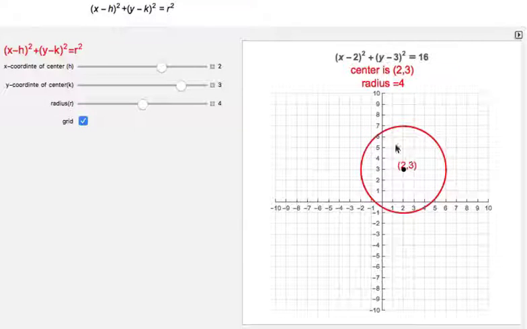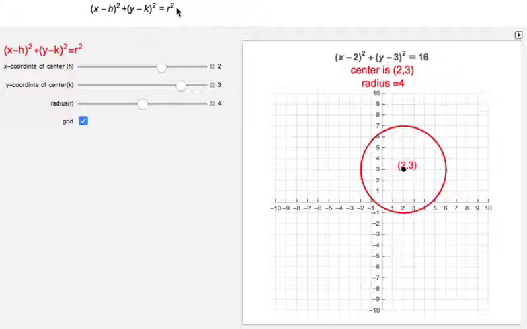So the first important part of the circle is the center. So in this circle, the center is the coordinate (2, 3). So the x-coordinate is 2, the y-coordinate is 3. What this h stands for is the x-coordinate of the center of the circle. So h here would be 2. What k stands for is the y-coordinate of the center of the circle. So that would be 3.